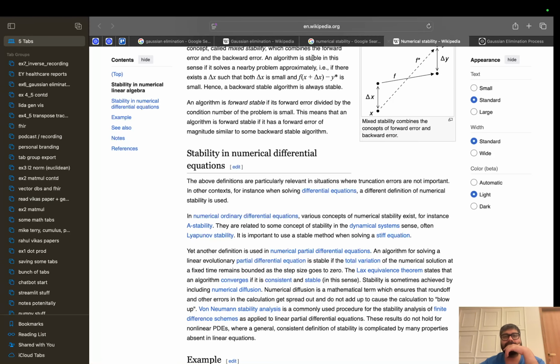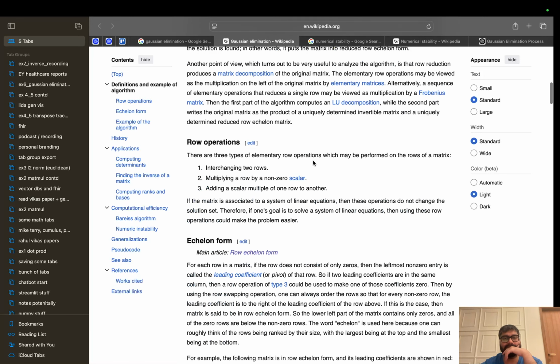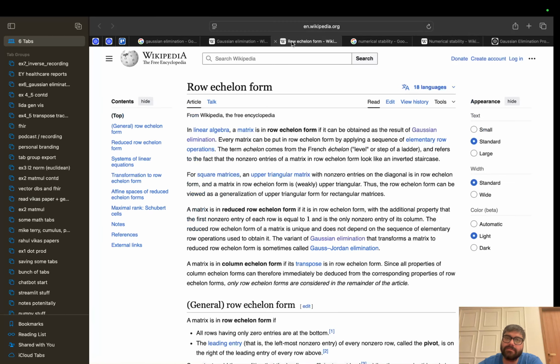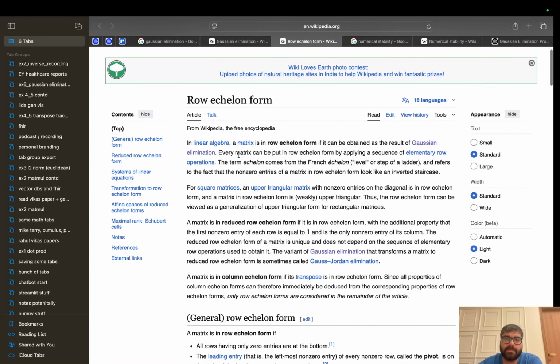I'm just... What's row echelon form? It can be obtained as a result of Gaussian elimination. Every matrix can be put in row echelon form by applying a sequence of operations. For square matrices, an upper triangular matrix with non-zero entries on the diagonal is in row echelon form. Oh, okay, so upper triangular matrices are row echelon forms.